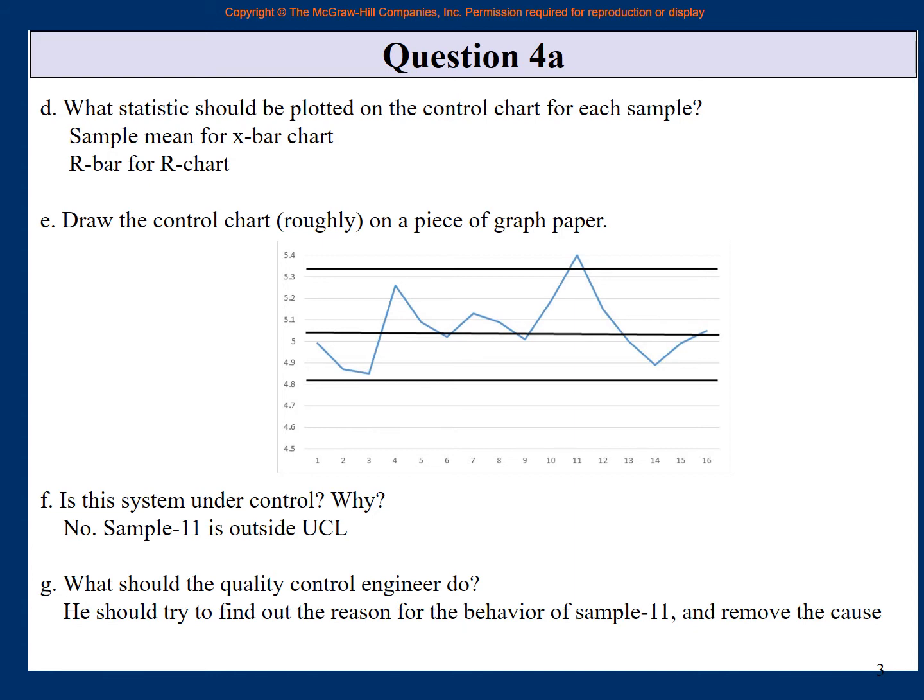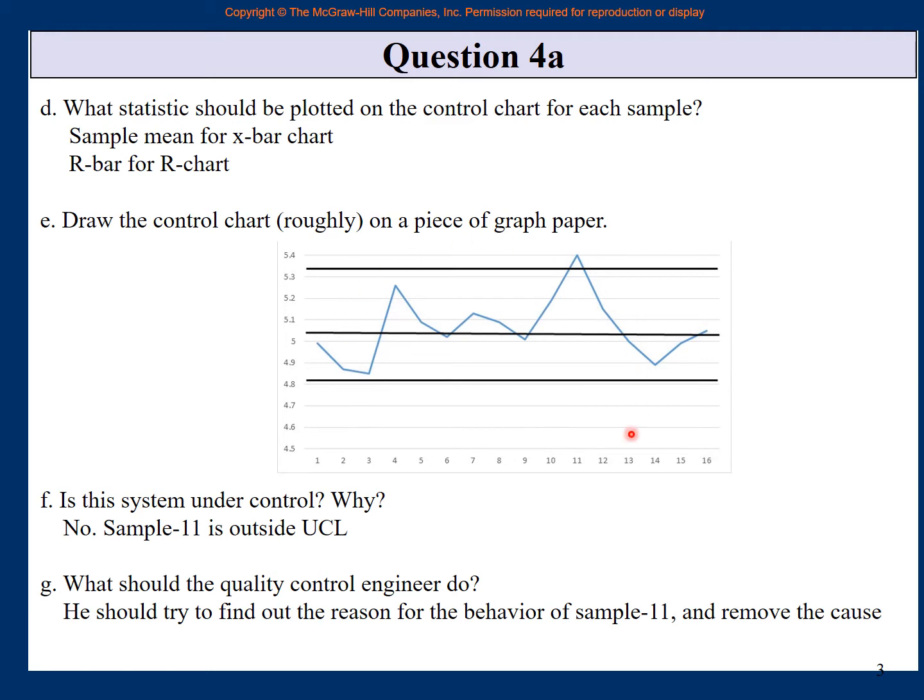Draw the control chart roughly on a piece of paper. You have a value of 5.0 something for the center line. You have a value of 5.3 something as the upper limit, and 4.80 something as the lower limit. So these three lines you must draw. This is your control chart.